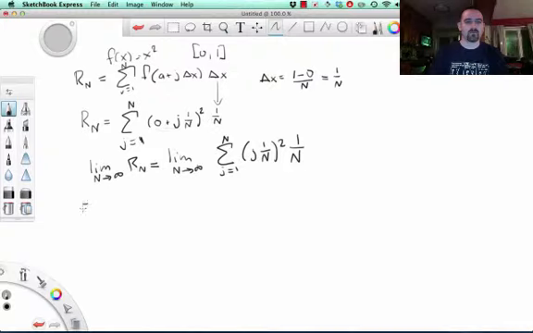Okay, the limit as n goes to infinity. All right, let's simplify the sum part. I'm not going to deal with the limit just yet. I'm just going to start dealing with the sum part.